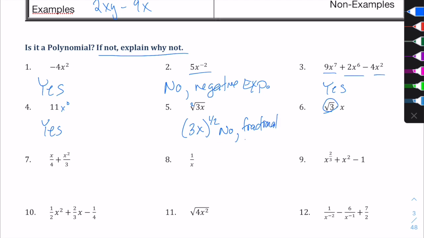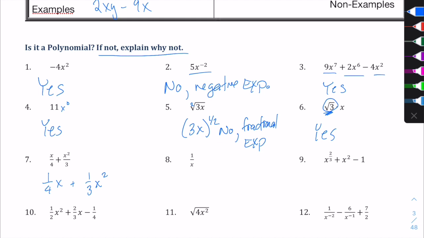Fractional exponent. This one is yes, because we're allowed to have a real number coefficient, and we have a variable with a regular whole number power. All right, ooh, 7. I see all these fractions, but actually that's fine. What we can't have is fractional exponents, so we can't have x on the bottom. We could rewrite this as 1/4 x plus 1/3 x squared. Now we have clearly real number coefficients and variables with whole number exponents.